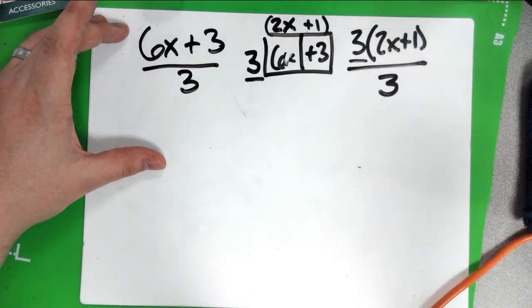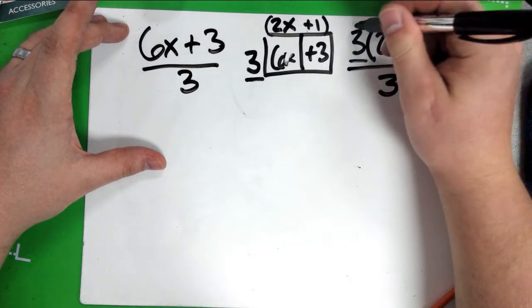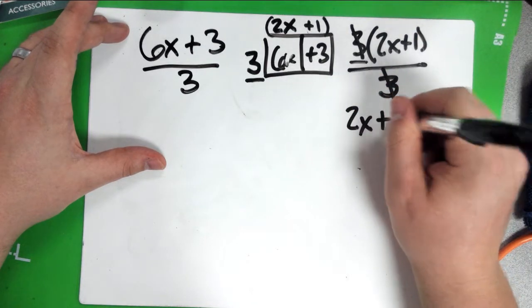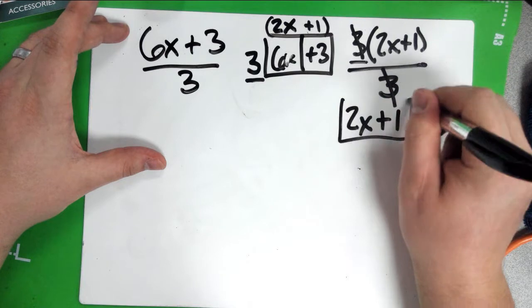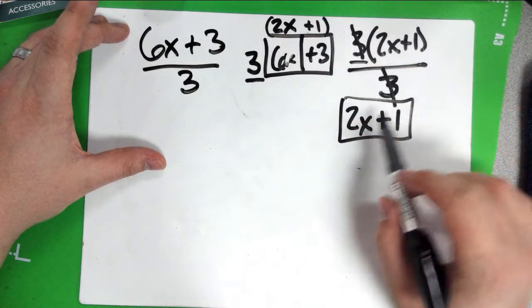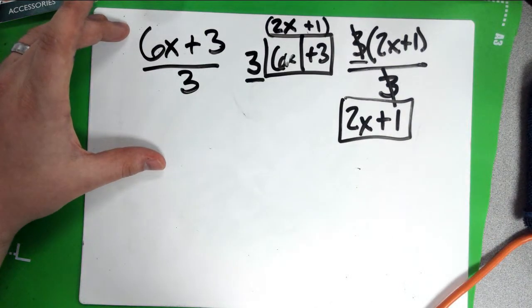Now here's the bottom, which is 3. So now I've got a 3 that cancels with a 3, and then lo and behold, what's left? 2x plus 1. Okay, so 6x plus 3 divided by 3 really ended up being 2x plus 1.